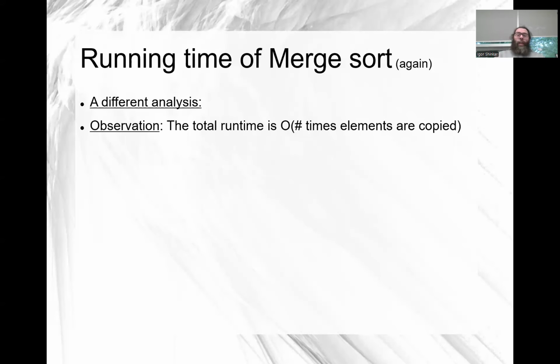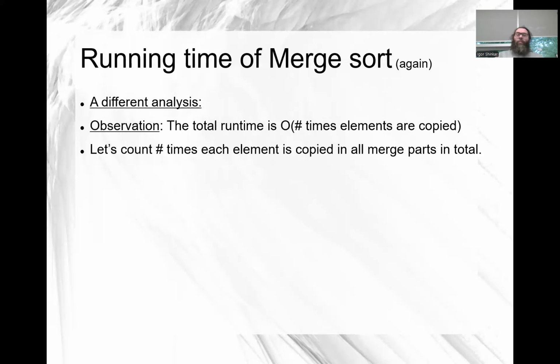If we count for each element how many times it was copied in this merge procedure, this is essentially the total running time. So let's count the number of times an element is copied in all merged parts in total. And if we do that, then we multiply by n, because we have n elements, this will be the running time. So here is a claim.